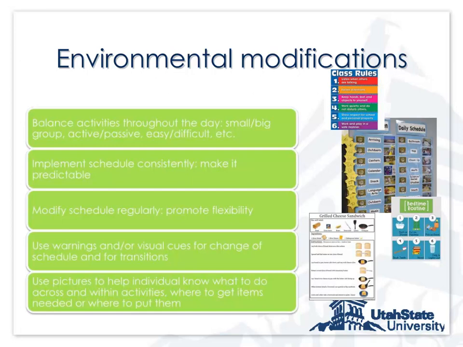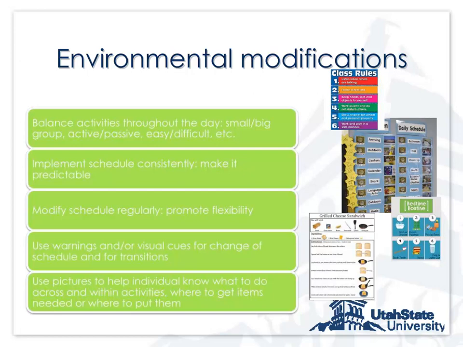Examples of environmental modifications that can be made to promote appropriate behaviors are balancing activities throughout the day, so alternating between large and small group activities, alternating between active and passive lessons, and alternating between easy and difficult tasks. Other modifications include implementing schedules consistently to make life predictable, but also modifying those regularly to promote flexibility. If changes to the schedule need to be made, it may be beneficial to give a warning.